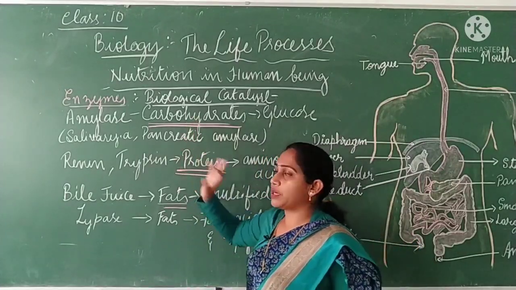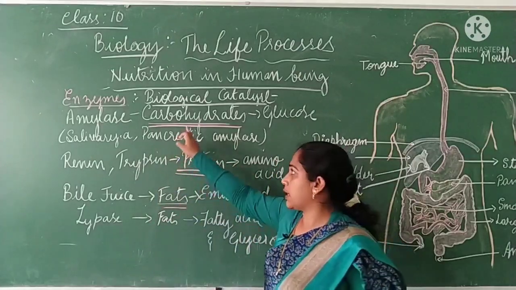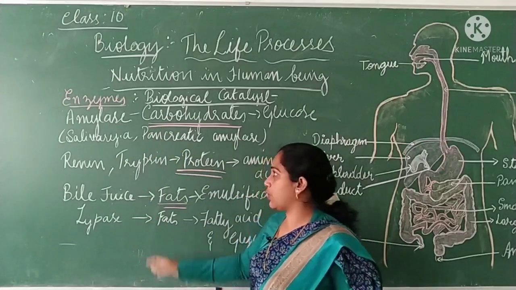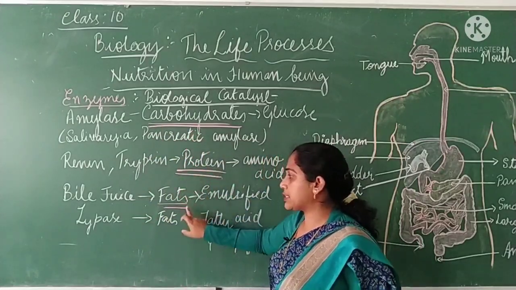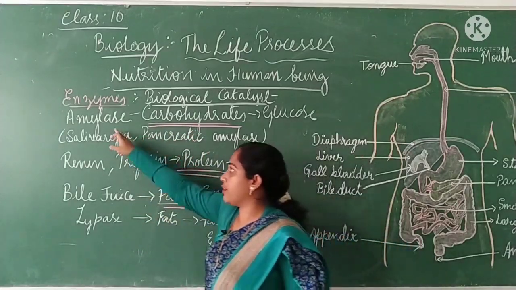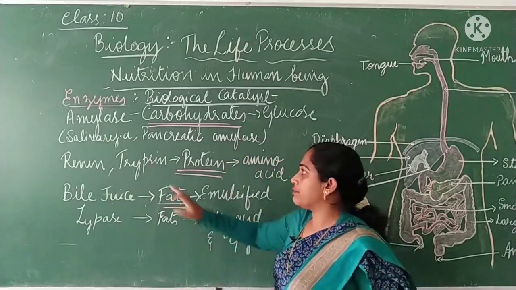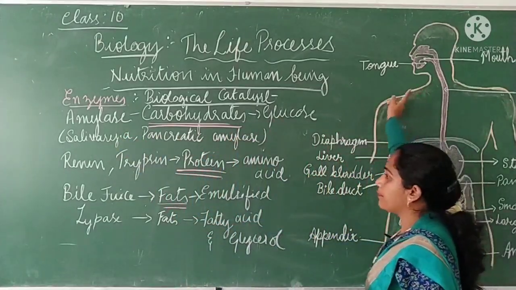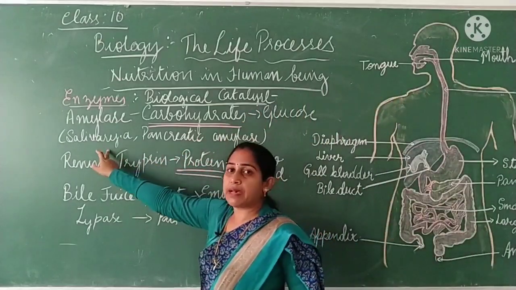So the three components of the food which have to be digested are carbohydrate, protein and fat. So we have different enzymes which act on carbohydrates, proteins and fats. In that, first we have amylase. You can find amylase in two different parts of the digestive system. One is in saliva, called salivary amylase.